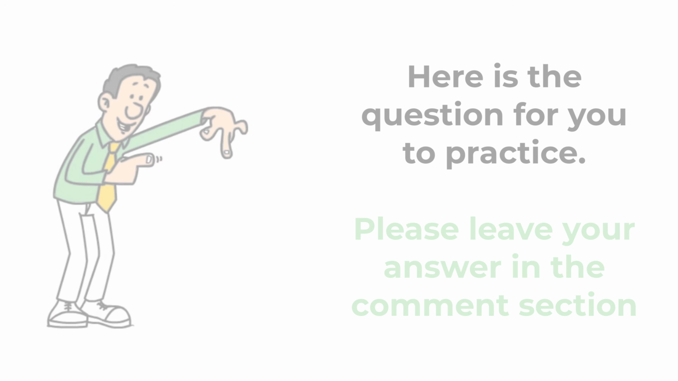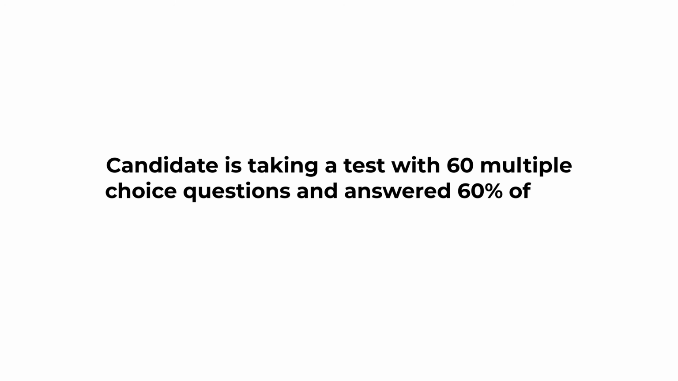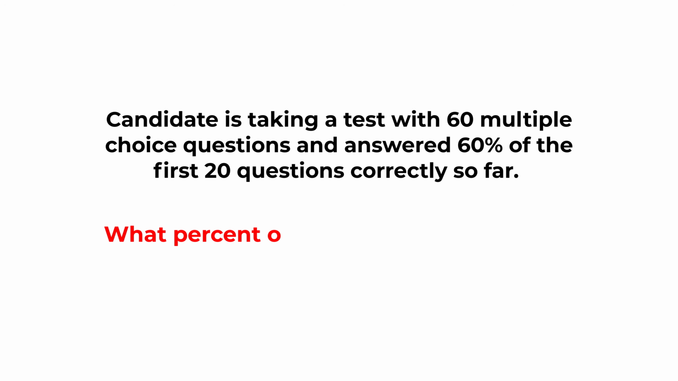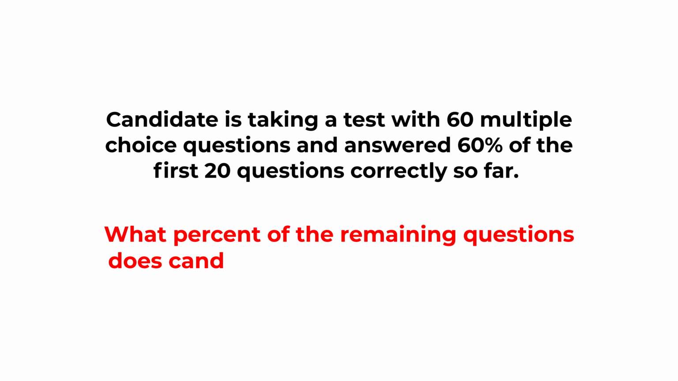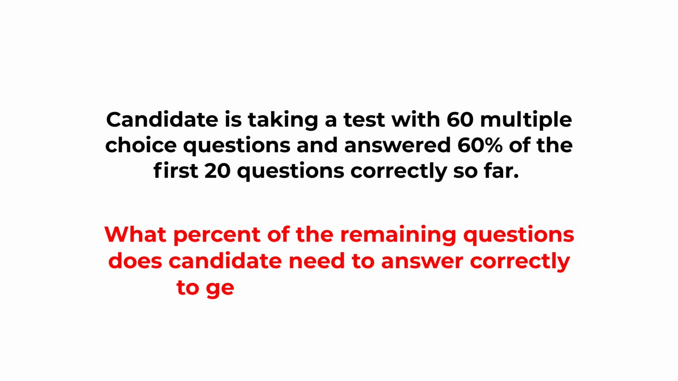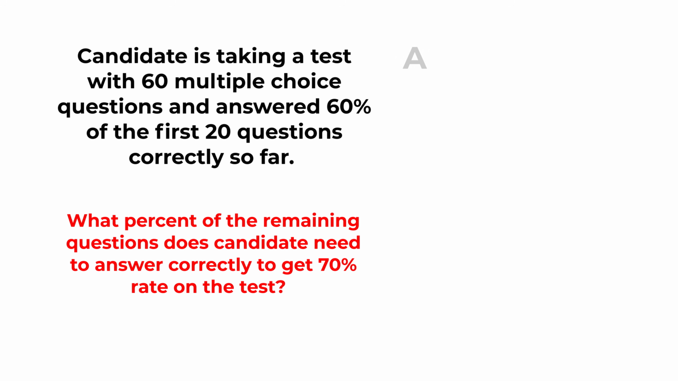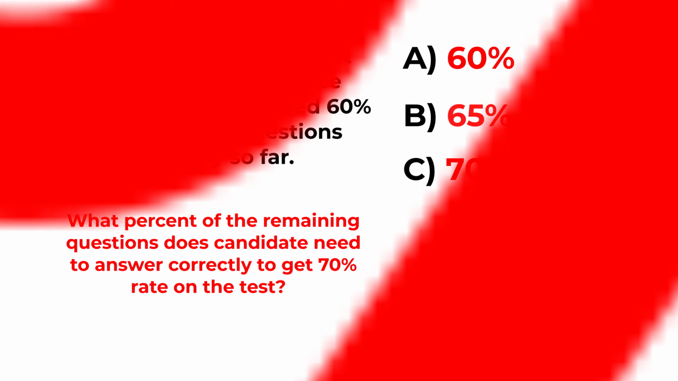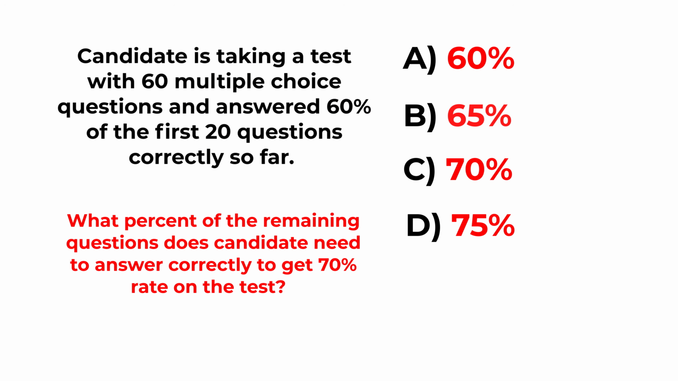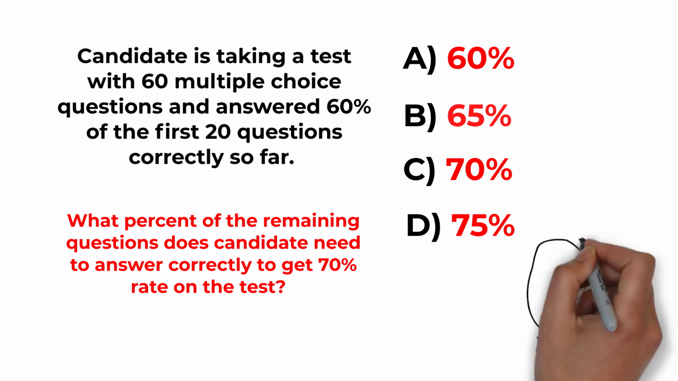Here's the question. Candidate, imagine yourself, is taking a test with 60 multiple choice questions and so far answered 60% of the first 20 questions correctly. What percent of the remaining questions does the candidate need to answer correctly to get a 70% rate on the test? You're presented with 4 different choices: choice A, 60%, choice B, 65%, choice C, 70%, and choice D, 75%. Can you calculate the answer?